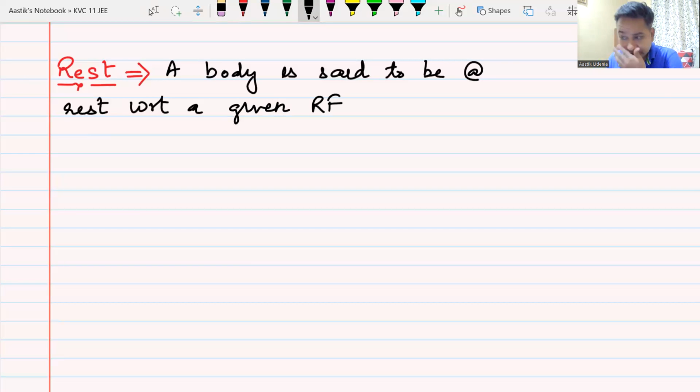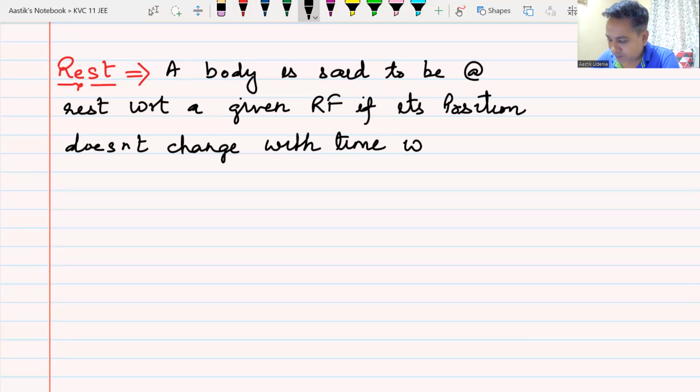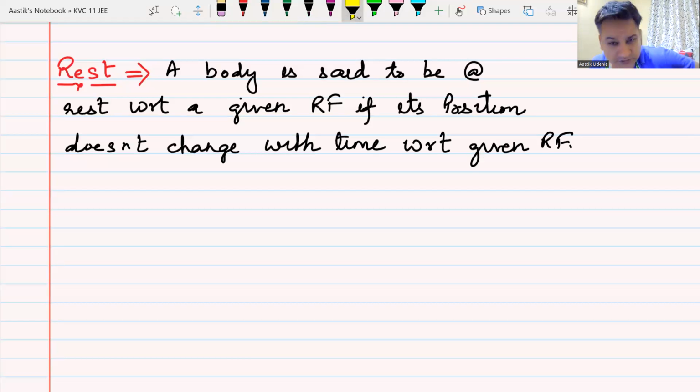What do you mean by RF? Reference frame. If its position does not change with time with respect to the given reference frame. Remember, rest or motion, they both are relative terms, and we will write it once we write the definition of motion.